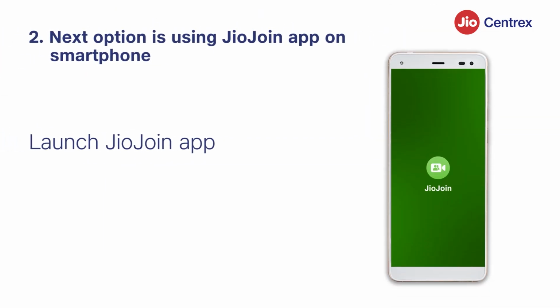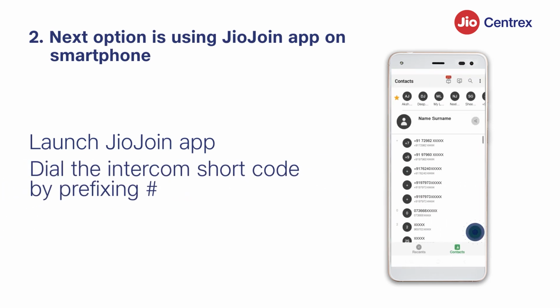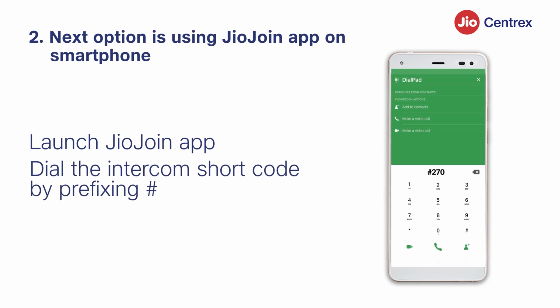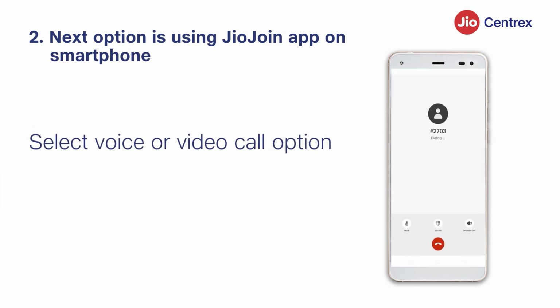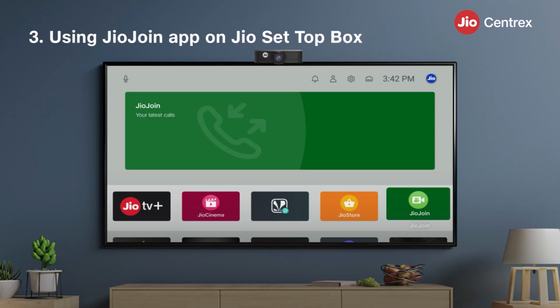The next option is using the Jio Join app on a smartphone. Simply launch the Jio Join app on your smartphone and dial the intercom number by prefixing hash before the shortcode. Once the call gets connected, you can convert the voice call into a video call or vice versa. Remember, you can only make a video call if the person you're calling has a Jio mobile or landline number.